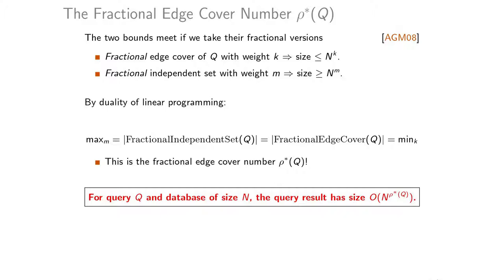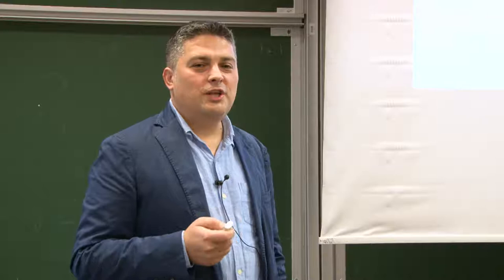Similarly, we take a fractionally independent set, and then that could actually increase a bit our bound, could make our bounds meet. And by duality of linear programming, because for each of these fractional versions you can write down a linear program, one being a maximization problem, the other one a minimization problem, which we can translate easily from one to the other, these values actually meet at optimality. And that is what people call the fractional edge cover number, rho star, which, as we will see, is a very important width measure for the query, telling us how large the size of the query result can actually be.